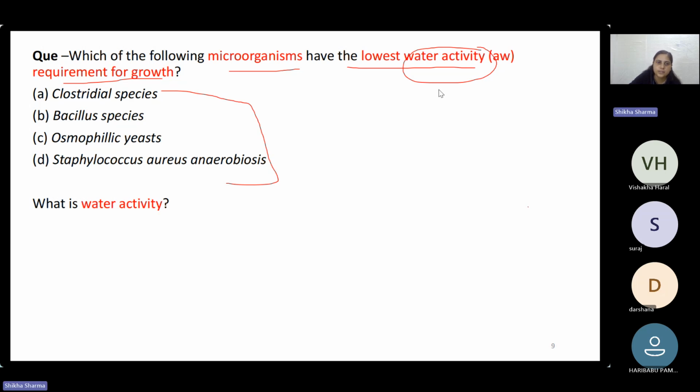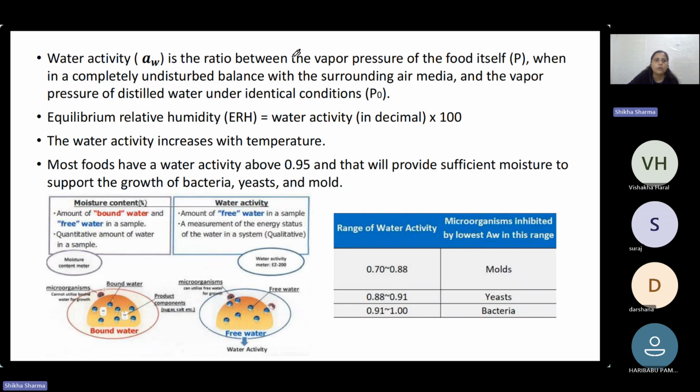So let's discuss what all these terms are. Water activity is basically the ratio between the vapor pressure of the food itself, when it is in a completely undisturbed or balanced condition with the surrounding air media, divided like P by P naught. So A will be P by P naught.